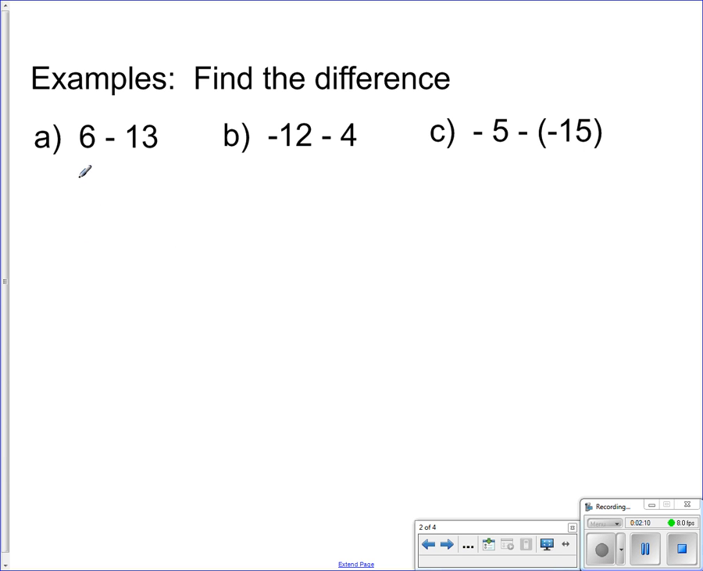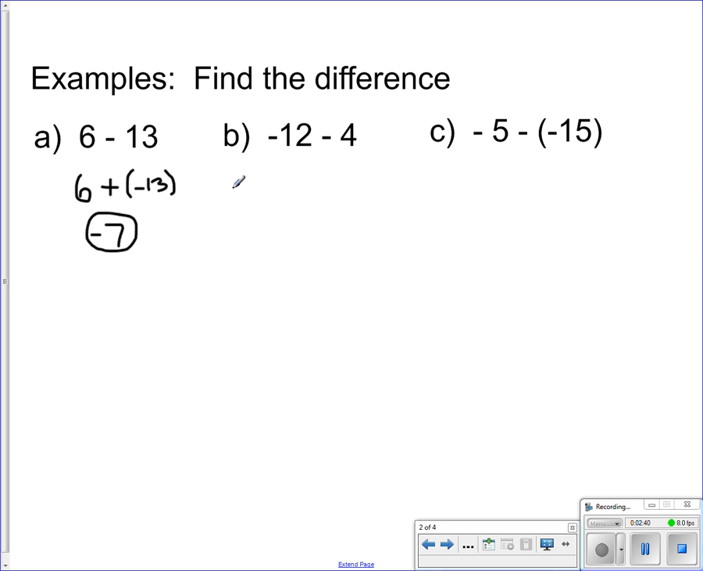So the first thing we're going to do is the first number is going to stay the same. So 6 is going to stay 6. I'm going to turn my minus to a plus sign. And I'm going to take the opposite of the next number. That's positive 13, so that's going to become negative 13. Now I have 6 plus negative 13. They're different signs, so you subtract them. That's 7. The 13 is bigger than the 6, and that's negative. So my answer is negative 7.